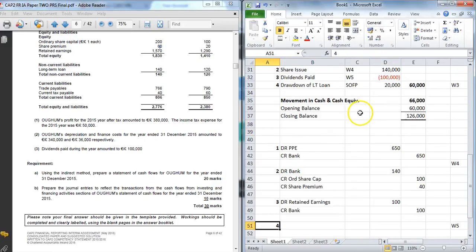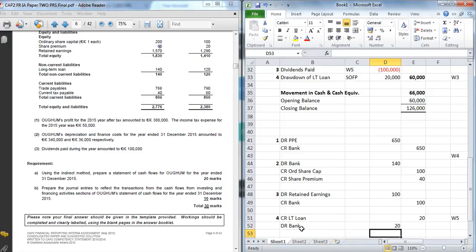The final one then, we didn't do a T account for the long-term drawdown of the loan, but in this case you should hopefully try and make sense of what's going on. We drew down the loan, so the obvious one is the loan went up, credit long-term loan of 20. So you know the loan has gone up by 20,000. And what am I going to debit? Well, I'm going to debit bank, because if you draw down a loan, the first place the cash goes is into your bank account. So it increases cash for the year. So that is the simple entry for the final one. It's debit bank 20, credit long-term loan 20.